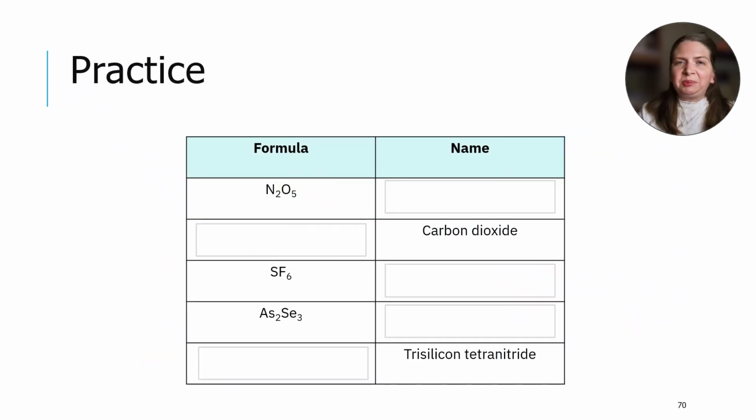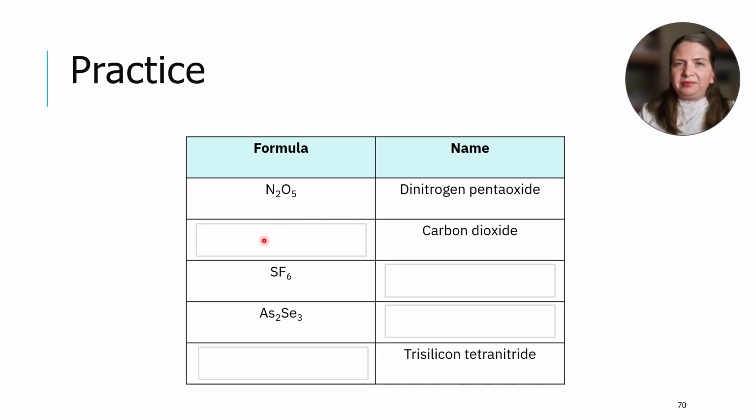Here's a practice problem where we will fill in this table with the chemical formula and the name of each molecular compound. For the first row, we are given the formula N2O5. The prefix di will be used to indicate that there are two nitrogen atoms, and the prefix penta will indicate that there are 5 oxygen atoms. The name of this compound is dinitrogen pentaoxide.